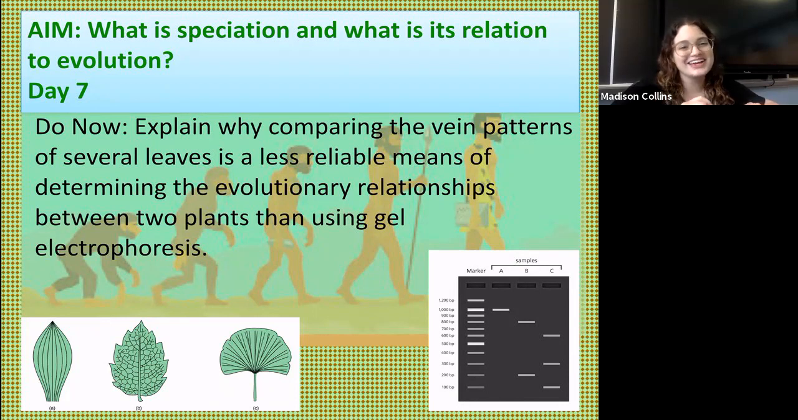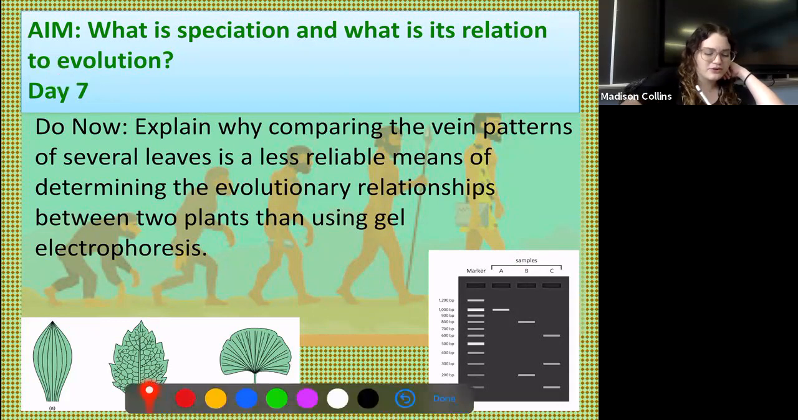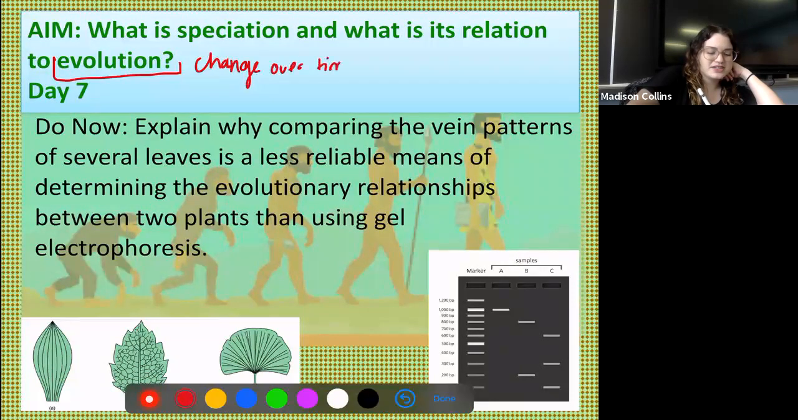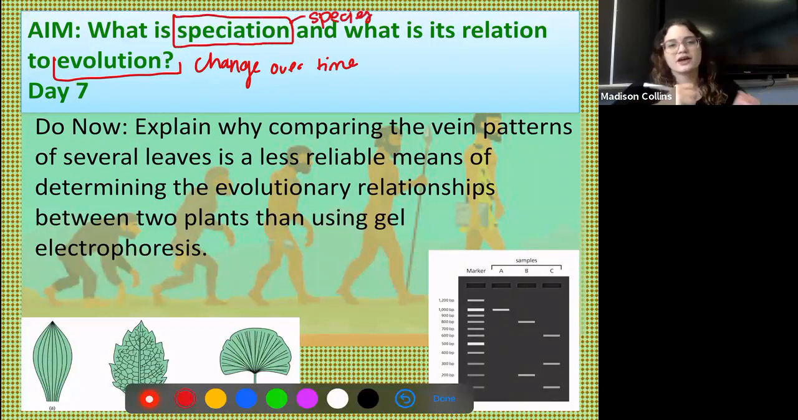But today, your aim is going to be, what is speciation and what is its relation to evolution? Now, we know this word, right? We know that evolution means change over time. But speciation looks like a new word. Now, I noticed that it kind of looks like the word species, but maybe I'm getting ahead of myself. Right now, I want you guys to pause this video and answer your do now question.